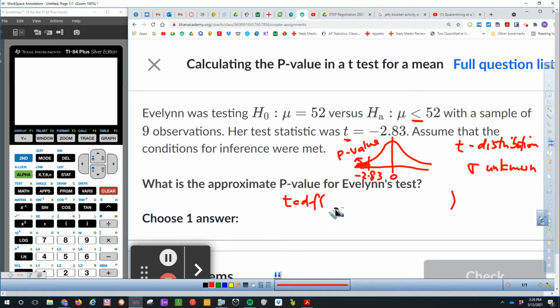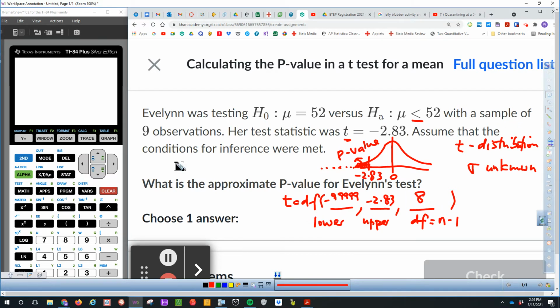So this is t, and we have to use t CDF, which has only 3 things instead of 4. The first is your lower bound, the second is your upper bound, and the third is degrees of freedom, DF, which is sample size minus 1. Here the lower bound goes to negative infinity, so you put negative 99999. The upper bound is negative 2.83. Degrees of freedom is 9 minus 1, which is 8.